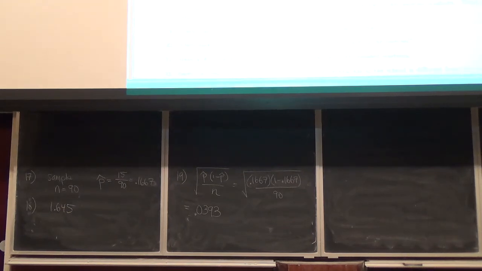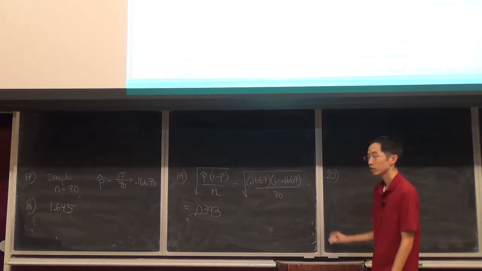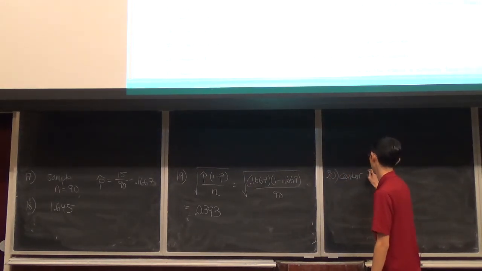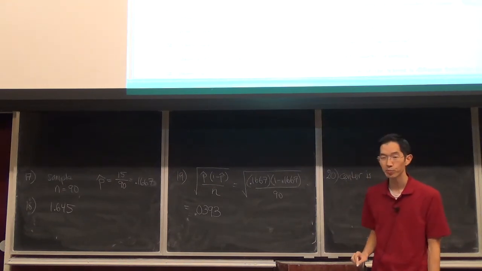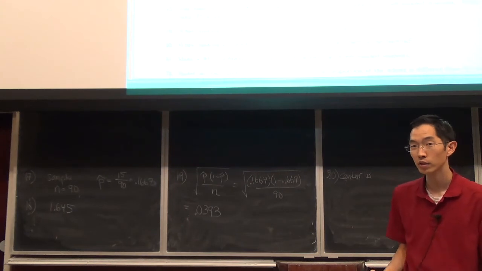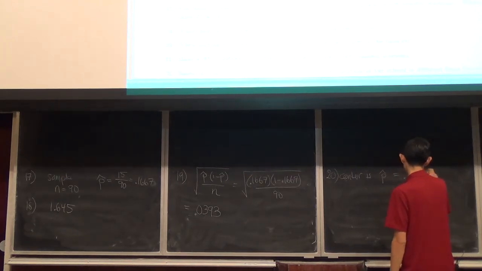All right, what will be the center of our interval for number 20? Center is... one sample proportion confidence interval. What do we use for the center? P hat. Center is P hat. So we use 0.1667.